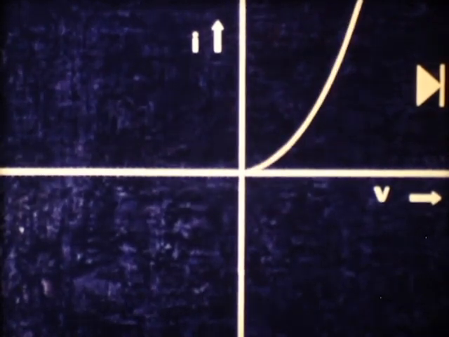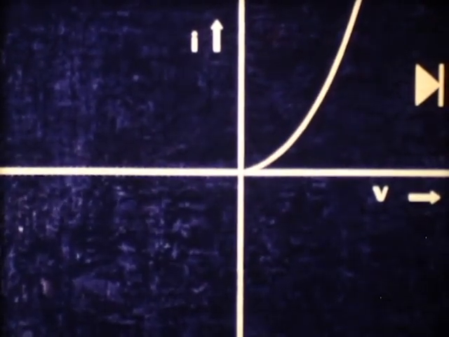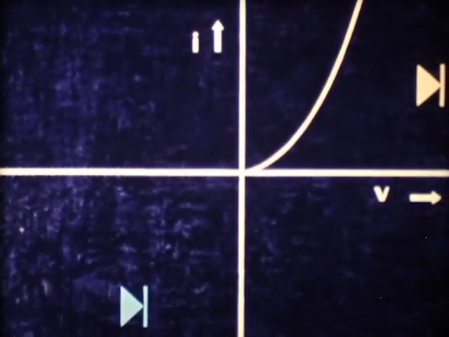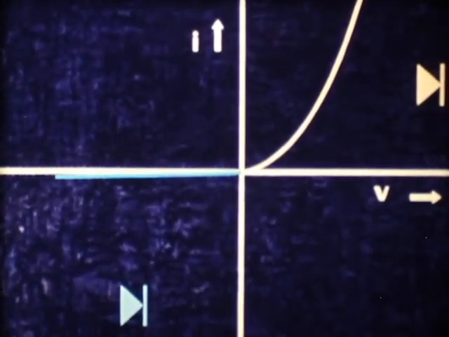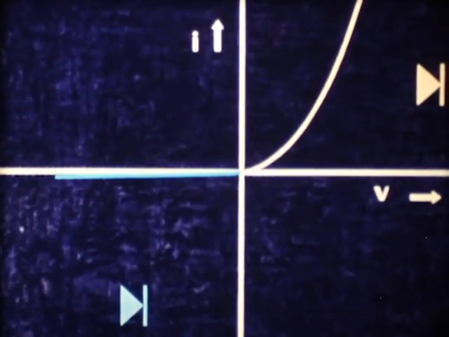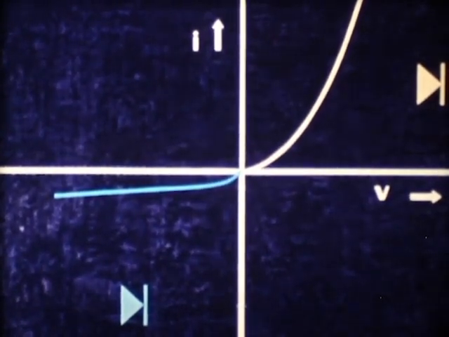If the positive and negative values of the current are plotted on the same scale, the reverse part of the characteristic will very nearly coincide with the horizontal axis. But by enlarging the scale for the negative values of the current, the reverse characteristic also becomes clear.